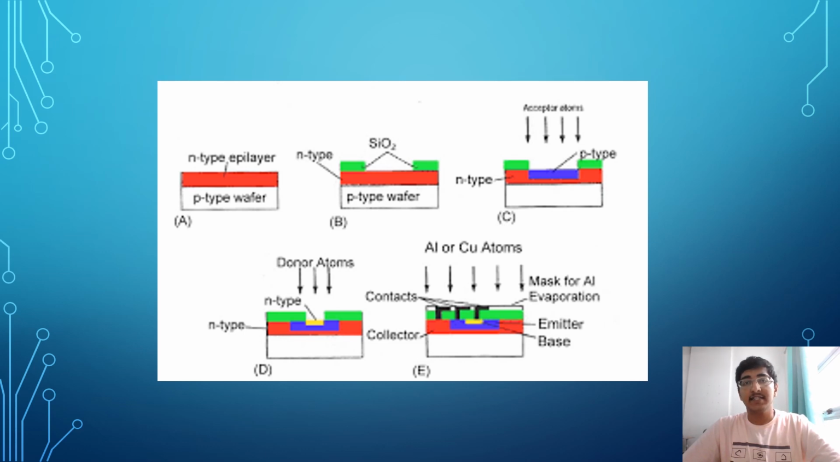Acceptor atoms, that is boron, are diffused into the window in the silicon dioxide. After this, we use another mask. Additional silicon dioxide is grown, and donor atoms, elements like arsenic with excess electrons, are implanted on it. Another mask is used to grow additional silicon, and another mask is then used to implant evaporated aluminium or copper for the contacts. This is basically your bipolar junction transistor, and this is what is embedded inside your electronic devices. So this is the end of the manufacturing process of a microprocessor.